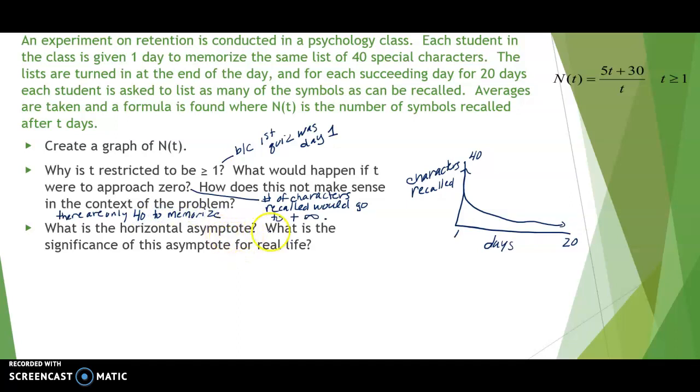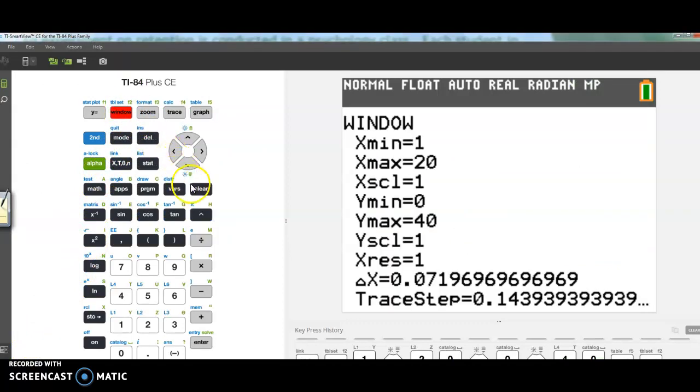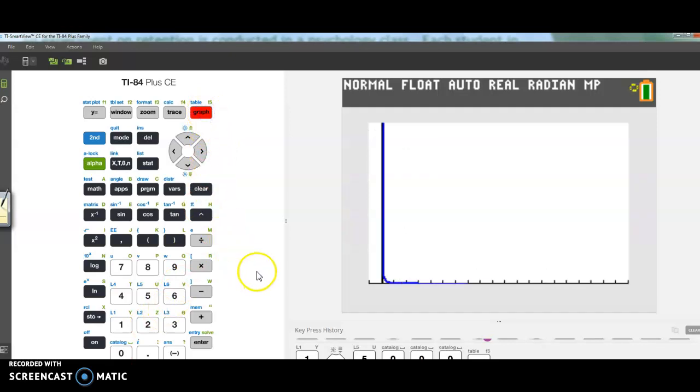So I want to go back to the graph and look at what is happening as the time goes to 0. To look at this, I am going to change my window. So I'm going into my window, and I'm actually going to put this at -1 so that we can see the axis, even though that's not part of the problem. And then in the y direction, I'm going to make my y value very large so that I can see a lot. So let's go very large, 5,000. All right, let's look at our graph.